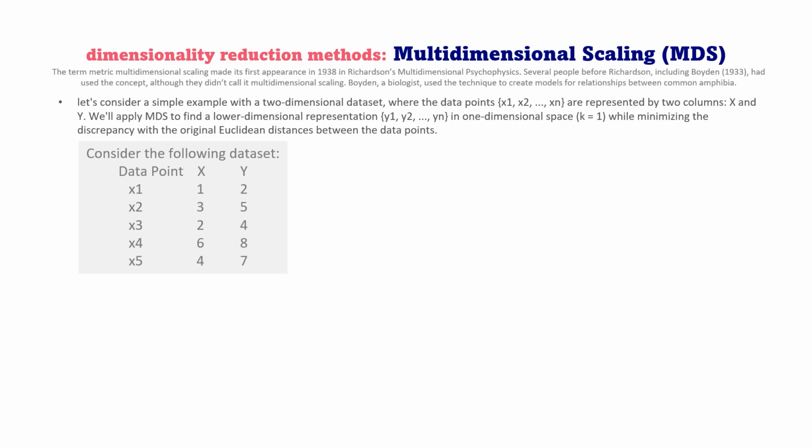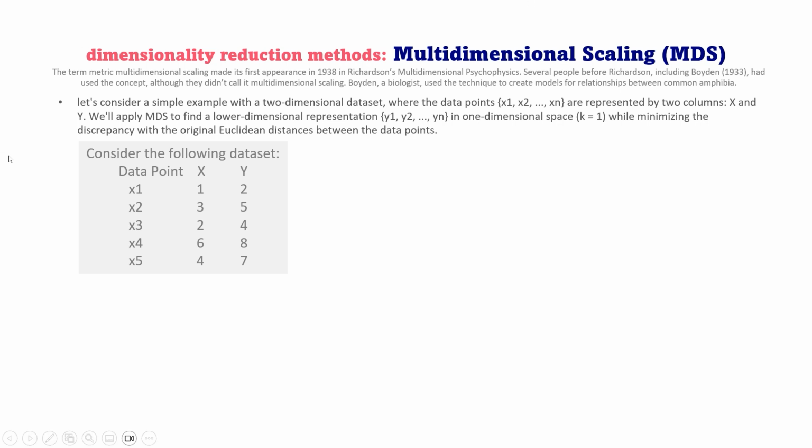We will apply MDS to find a lower dimensional representation y sub 1, y sub 2, y sub 3 and so on y sub n in one dimensional space, k equals 1, while minimizing the discrepancy with the original Euclidean distances between the data points.